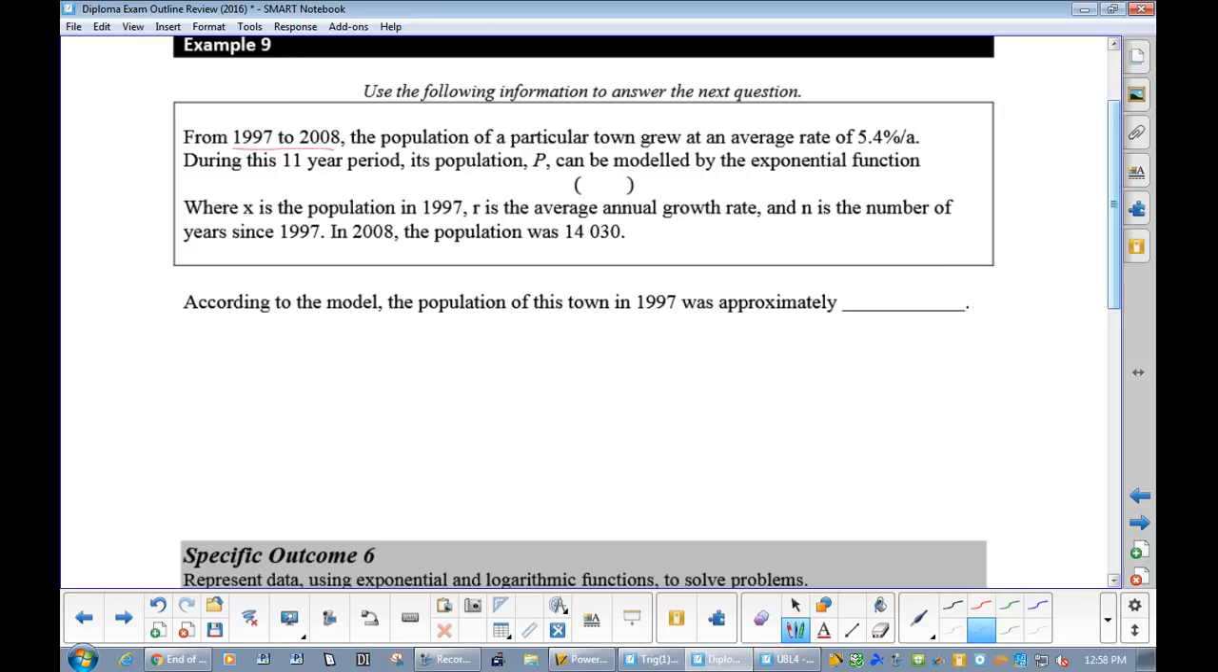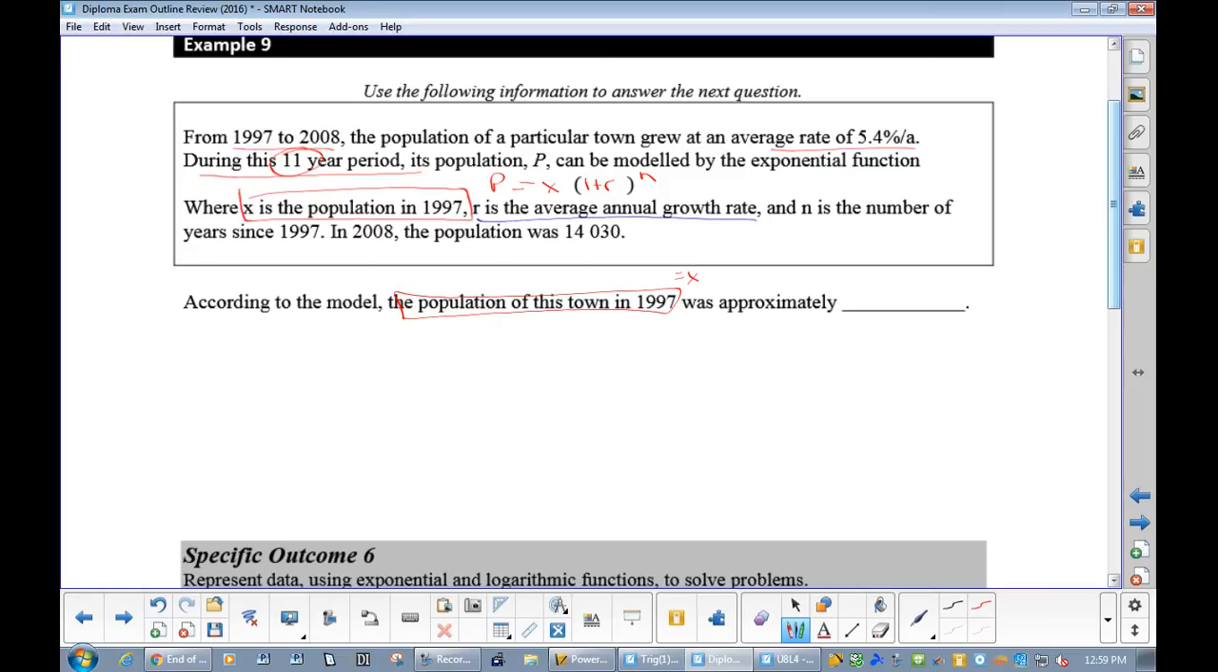From 1997 to 2008, the population of a town grew at the average rate of 5.4% per annum. During this 11-year period, its population P can be modeled using P equals X times (1 plus R) to the N, where X is the population in 1997. That's huge, because if you look at our question, they ask what's the population in 1997? So I need to find X, right?